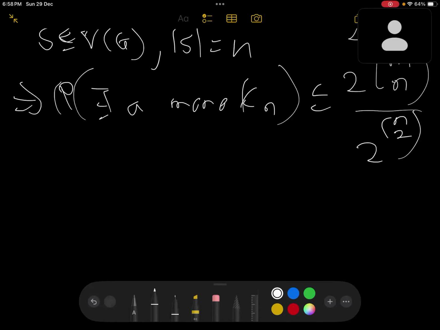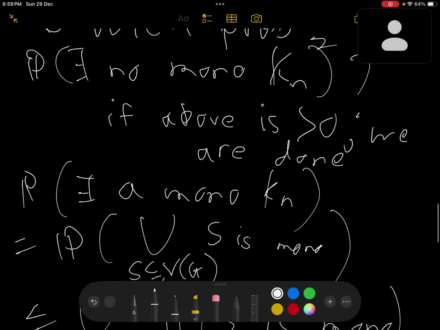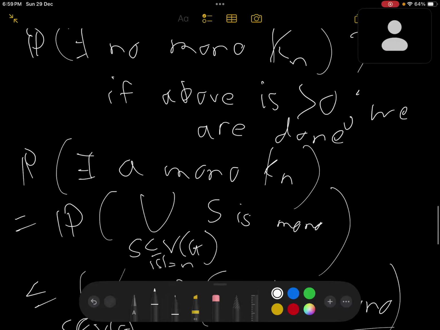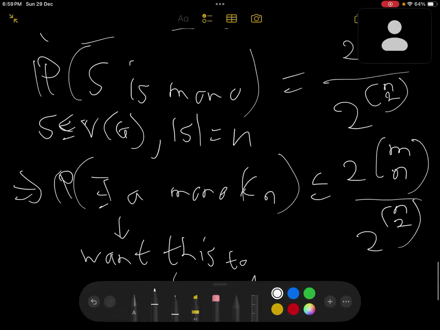And we want this to be less than 1. Yes, to be less than 1. Because this is the complement of the other event that we are looking at: there exists no monochromatic clique. So if we want this event to be greater than 0, we want the other event to be less than 1.